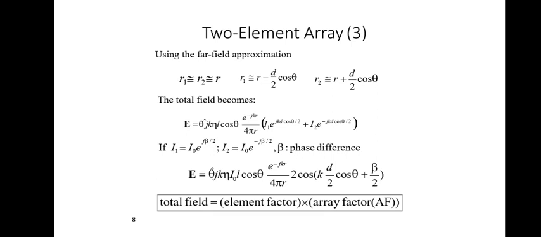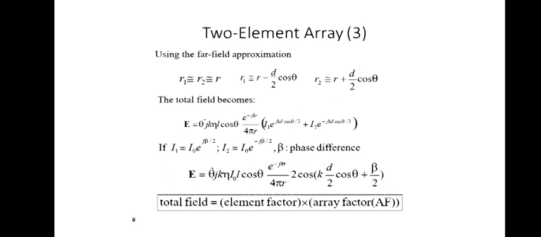and R2 equal to R plus d by 2 into cos theta. So the total electric field becomes E equal to theta j k eta L into cos theta e power minus j k r by 4 pi r into I1 e power j k d cos theta plus I2 e power minus j k d cos theta by 2. Again, I1 is equal to I naught into e power j beta by 2, and I2 equal to I naught into e power minus j beta by 2.